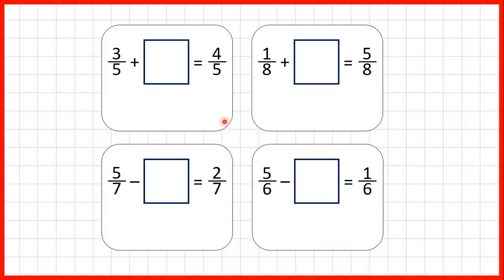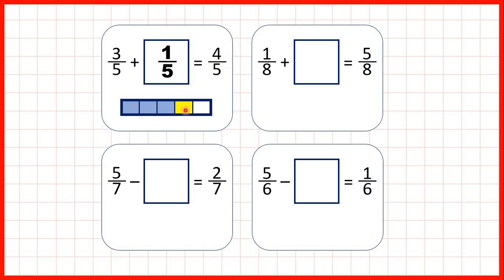We have some missing fraction addition and subtraction problems. So first, 3/5 plus what is equal to 4/5? Well, we can show 3/5 as 3 parts out of 5 on our fraction bar, and we know that something has been added to make 4/5. So if we colour in 4/5 of our fraction bar, we can see that we need an extra 1/5 to make 4/5 coloured in altogether.